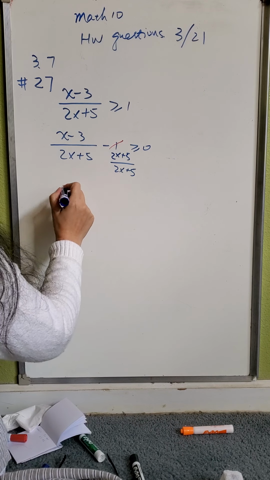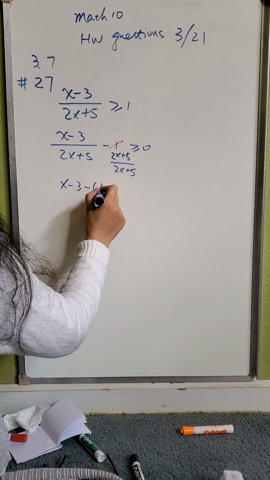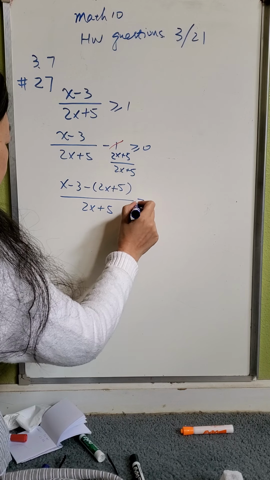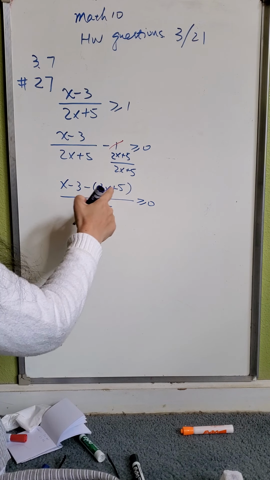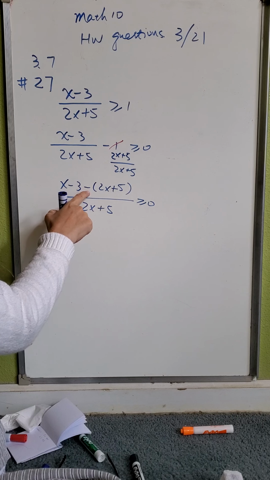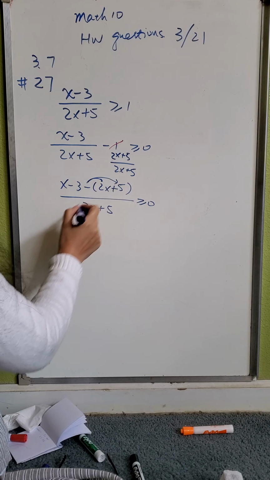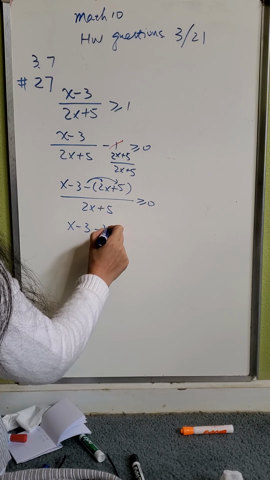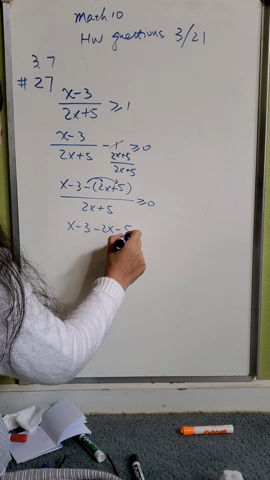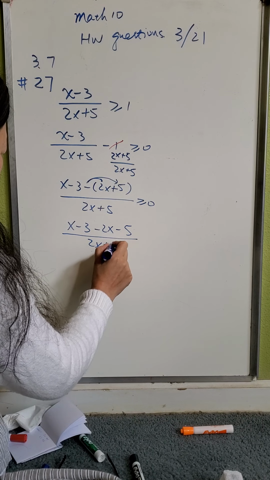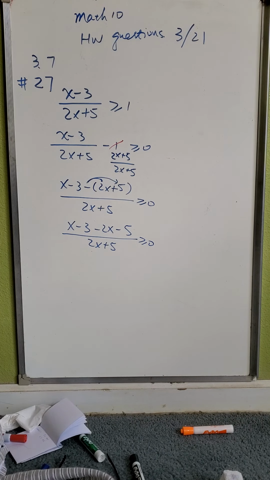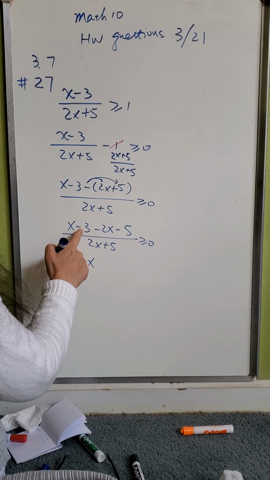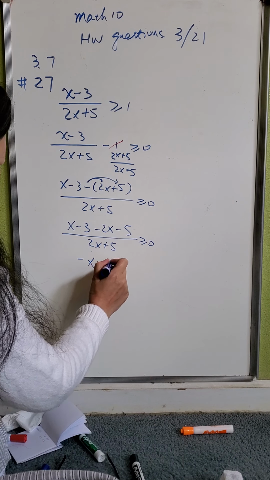And so you're going to have x minus 3 subtract 2x plus 5, over 2x plus 5. Be sure to put a parenthesis here because of the negative. It's very easy to make a mistake. So we have x minus 3 subtract 2x and then subtract 5. Combine like terms: x minus 2x is negative x, and negative 3 minus 5 is negative 8.